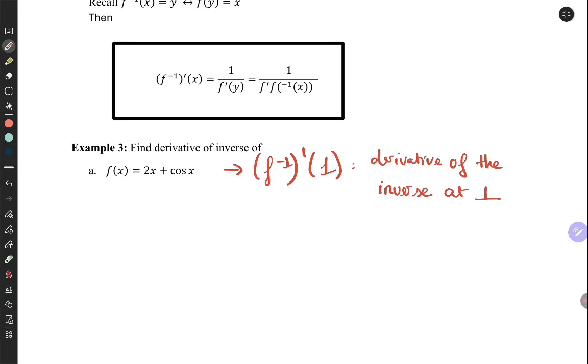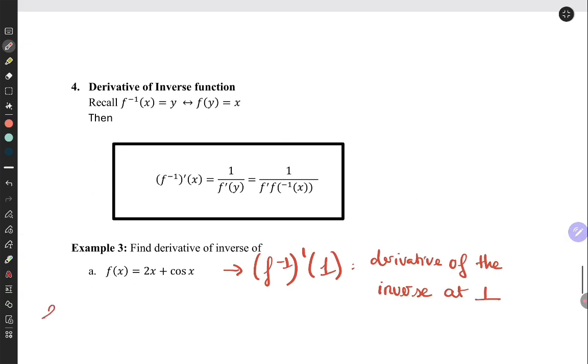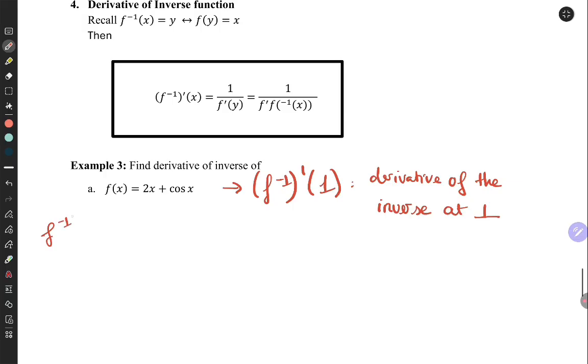Because finding this in general is difficult, that's why I shrink the problem down to just 1 point, so you have some number to plug in. Relatively easier than finding the general x. This is the general case; this is the specific case when x equals 1. But we still use this formula. So right now, we try to find this at 1. Let's write this: f inverse, then take the derivative at 1. According to that formula, I have this fraction where x equals 1. So rewrite this again with 1 right there.